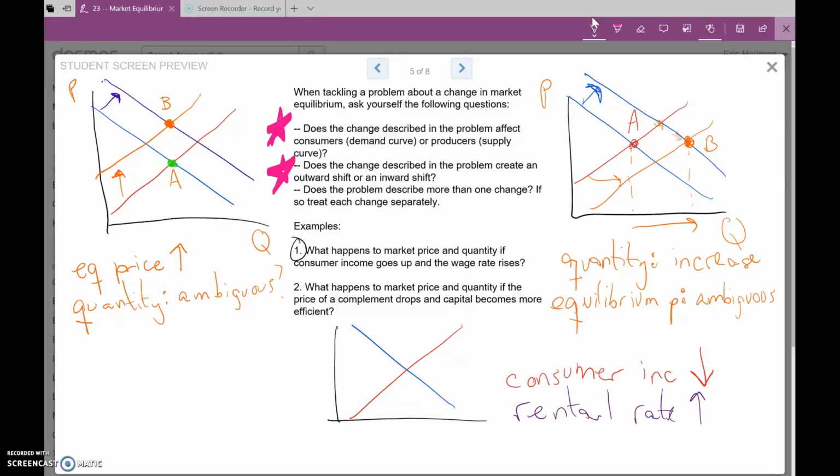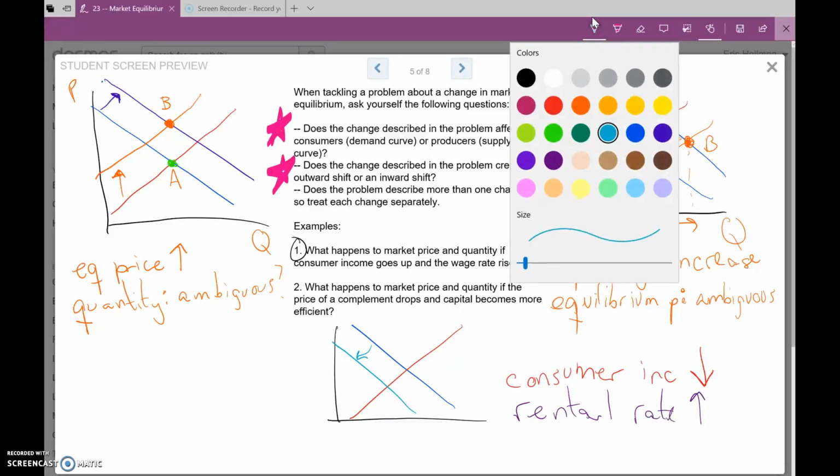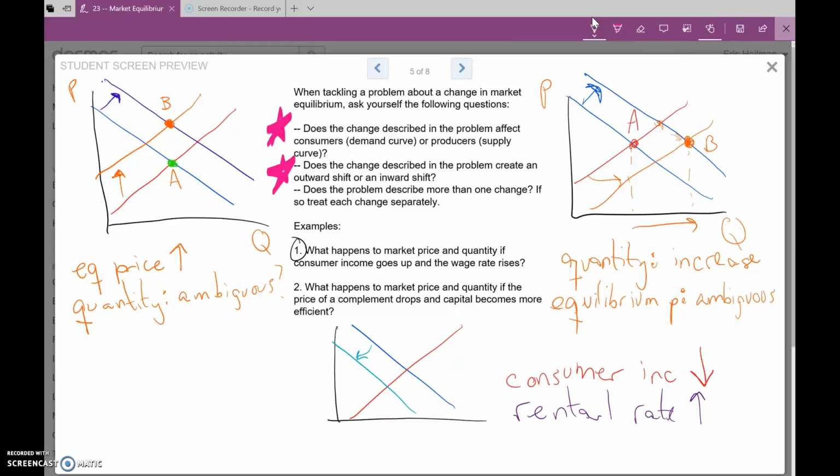Okay, so both of these effects tend to contract the quantity that both sides want. So when consumer income goes down, consumers are going to demand less, so the demand curve is going to shift inwards. When the rental rate of capital goes up, that increases supplier costs. So the marginal cost curve, costs are going to go up.